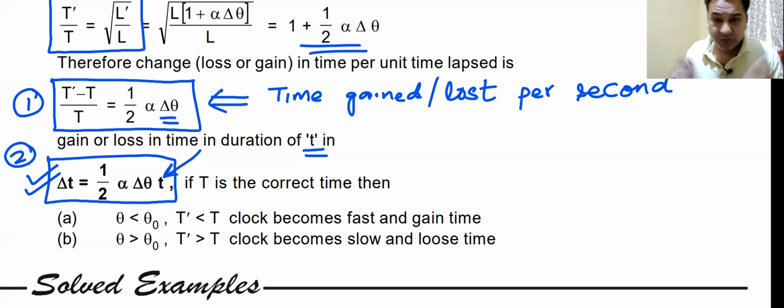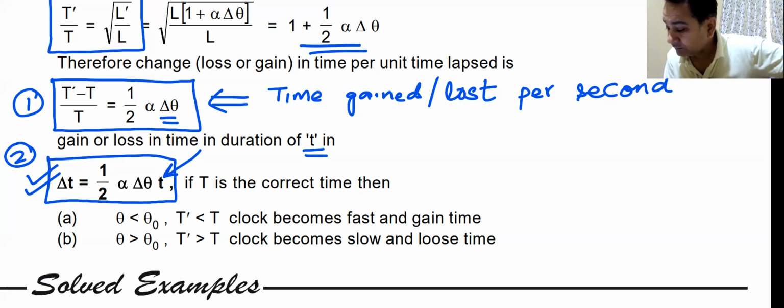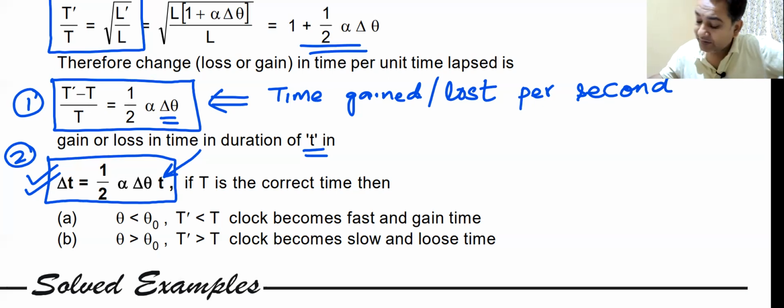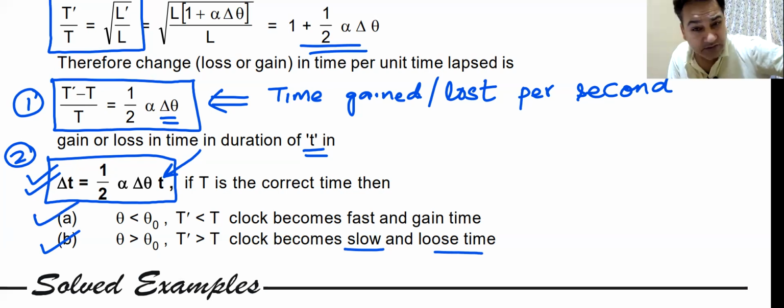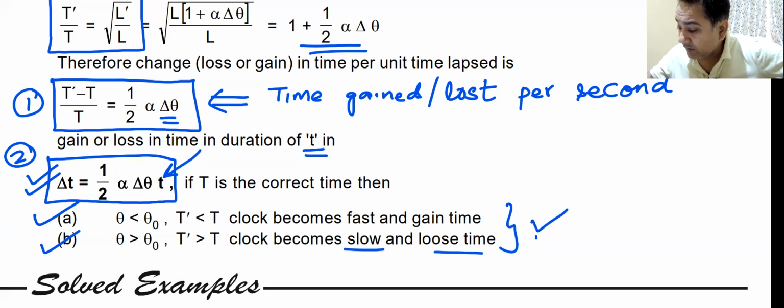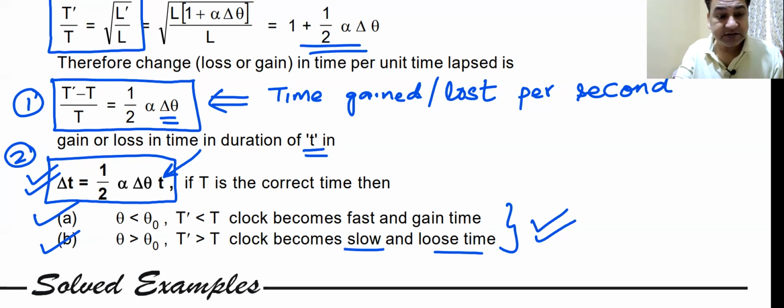Okay, now when does it go fast and when does it go slow? When temperature increases, the clock runs slow and it loses time. When temperature decreases, the clock runs faster and it gains time. So you are aware of this? Yes, sir. You have noted this down? Then you can just do a simple problem.